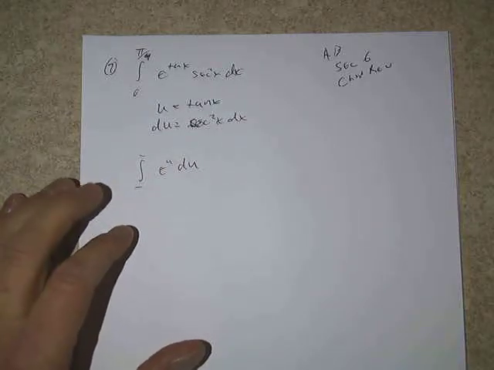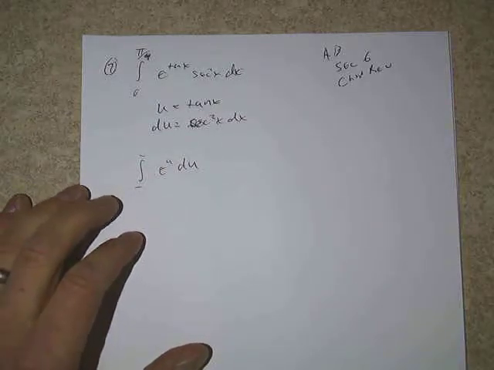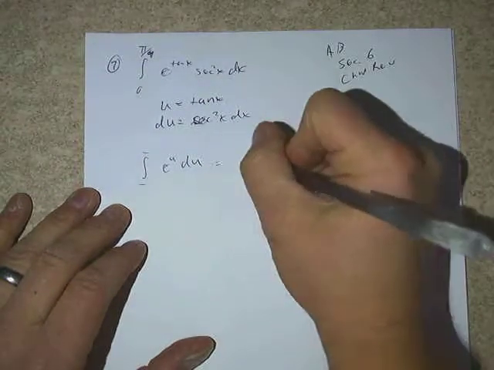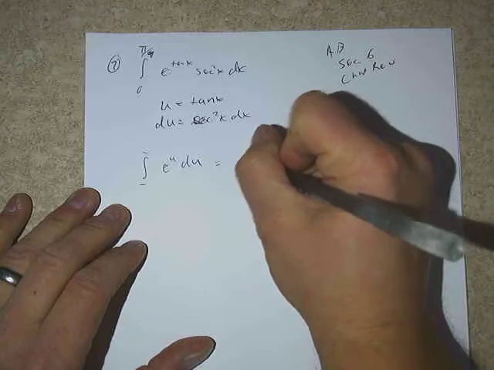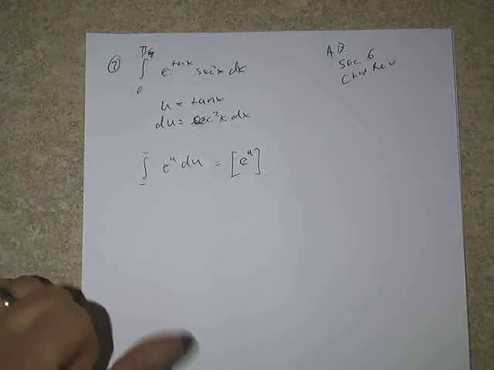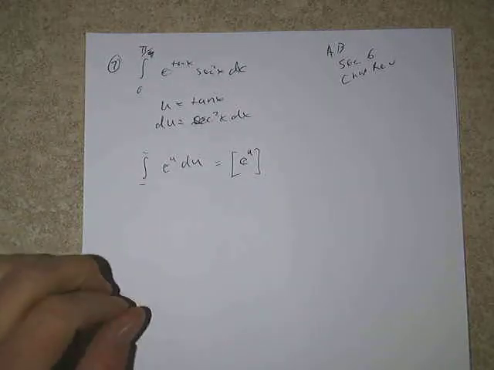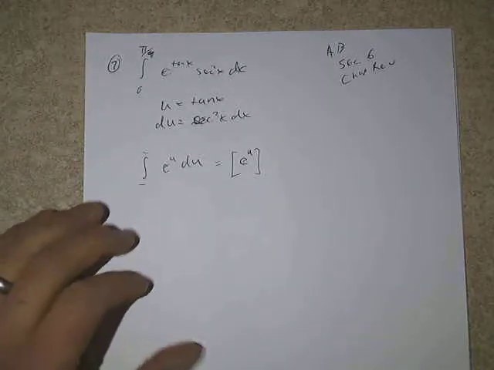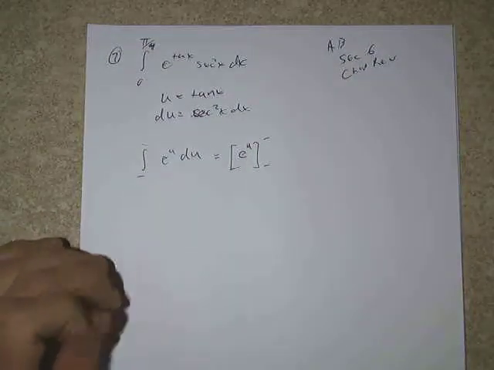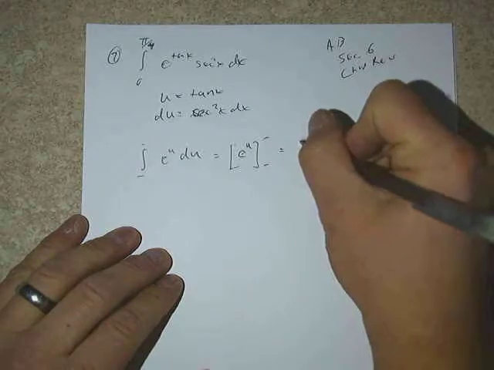Tangent's taken care of with the u. Secant squared x dx is straight up du. No multipliers or anything to worry about. And what's the antiderivative of e to the u? Nope. It's e to the u. It's its own derivative. Therefore, it's its own antiderivative. And again, we don't put numbers on there because these are u values we have at this point.